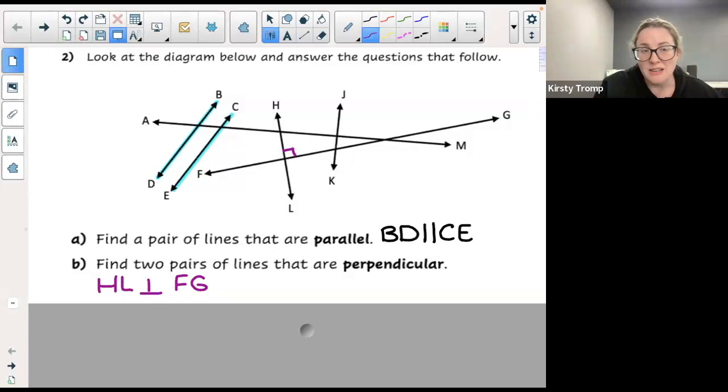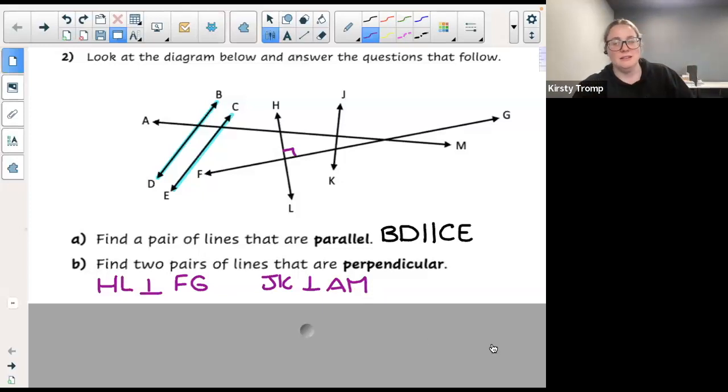I agree. Okay. And Mr. Jaden. Ma'am, line JK and line AM are perpendicular. Well done. JK is perpendicular to line AM. Well done. Thank you so much, Jaden. Amazing. Awesome.